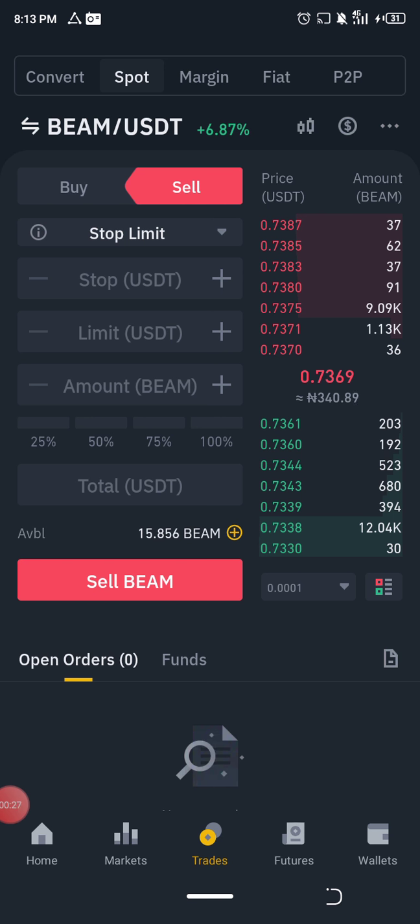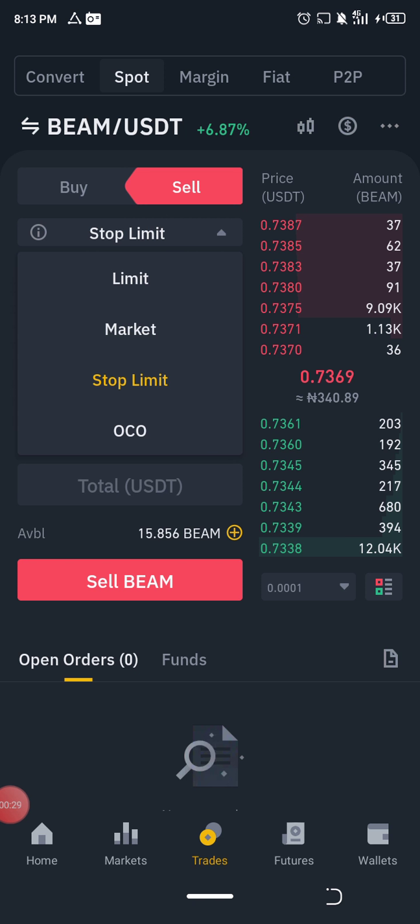We had discussed the limit order. We had discussed the market order, and here we are on to discussing the stop limit order.